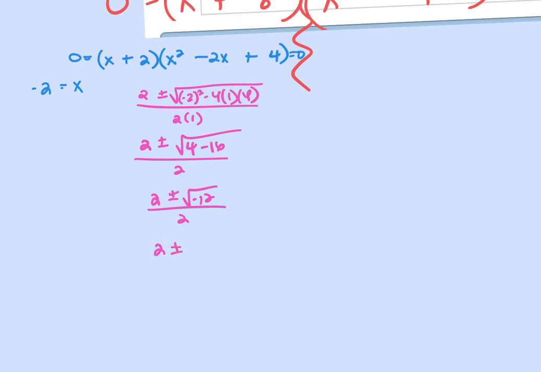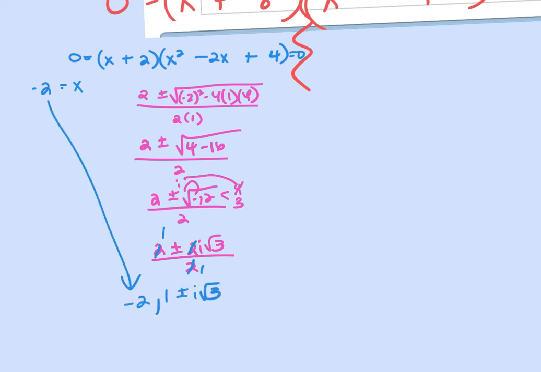2 plus and minus, the i comes out. 12 is 4 and 3. Square root of 4 is 2. So this would be 2i root 3 over 2. And then they're all divisible by 2. So 1 plus and minus i root 3, plus the -2 that came from the front.